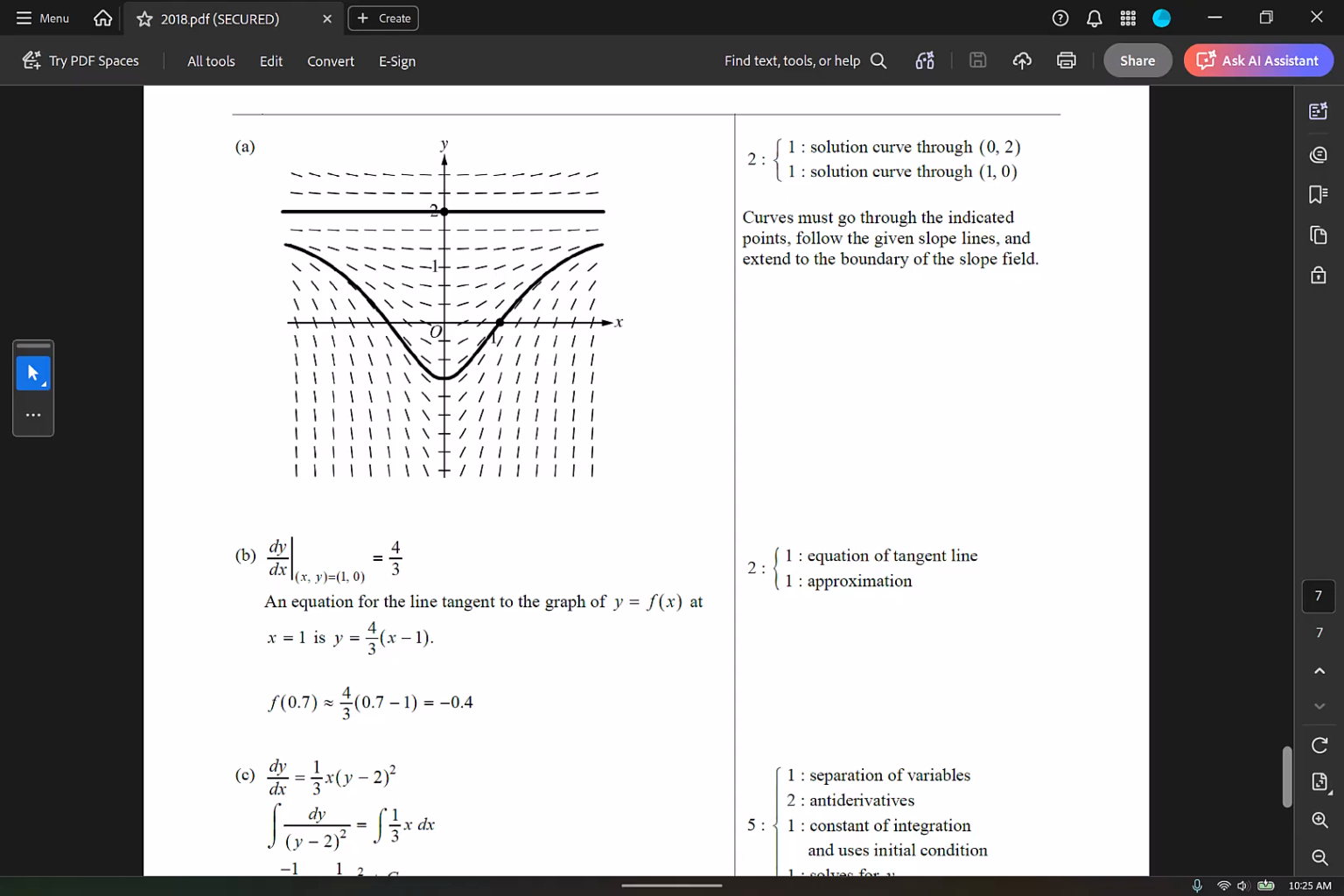All right. Here we go, guys. Letter A. Did I get the 2 points? So it's looking like anytime we have one of these, you get 2 points there. And look at the note that they give us. Curves must go through the indicated points, follow the given slope lines, and extend to the boundary of the slope fields.